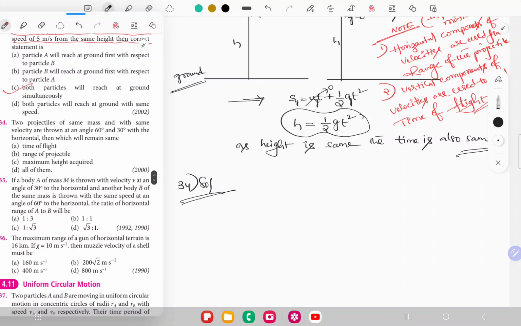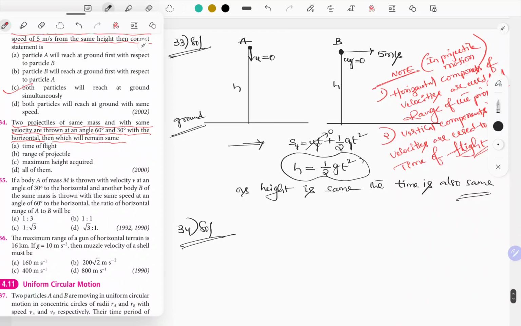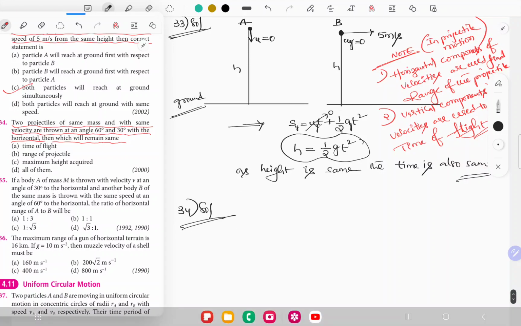Okay, next. Two particles of the same mass and with the same velocities are thrown at angles 60 degrees and 30 degrees with the horizontal. Then which is going to remain the same? Range of the projectile is the same.